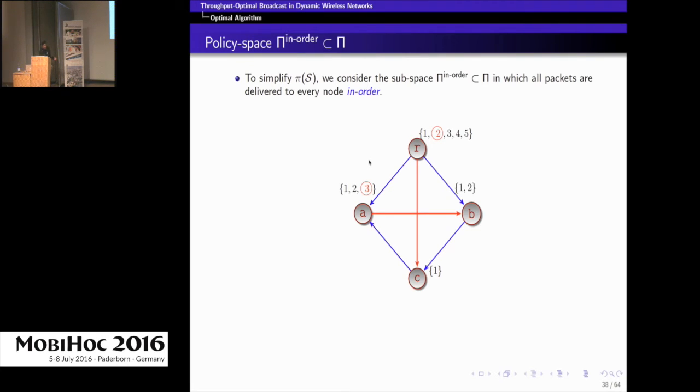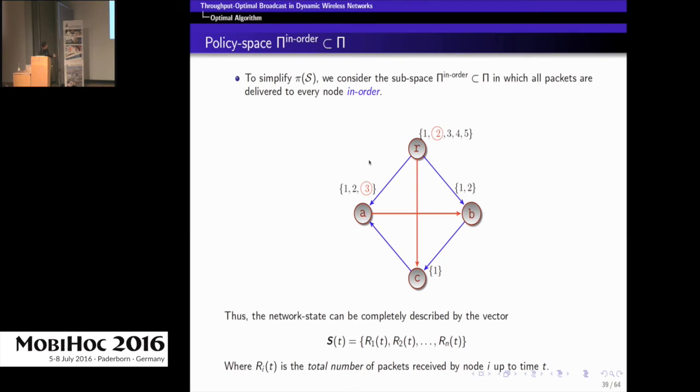So my packet scheduling becomes trivial, and the network state, which was initially the set of exponentially many subsets of all packets present in all subsets of the nodes, can now be completely described by this vector: S(t) = (R1(t), R2(t), ...), where Ri(t) is the latest packet received at node i up to time t. This is just a vector of numbers, and it completely describes your network state. You don't have to describe the network state by listing all the possible packets present in all subsets of nodes. Very interesting.